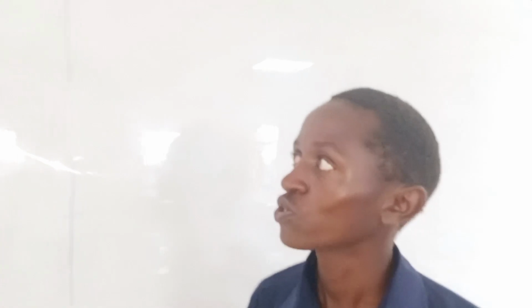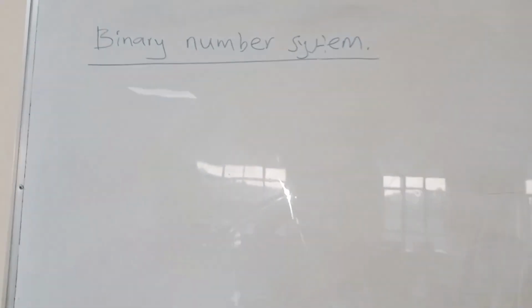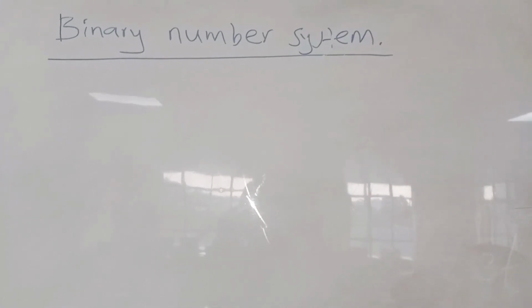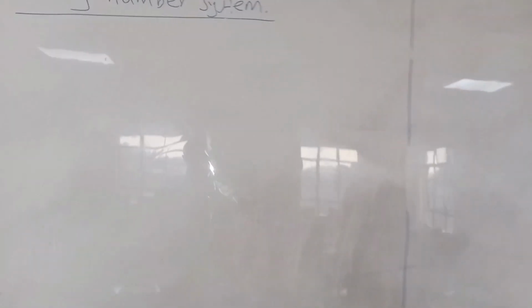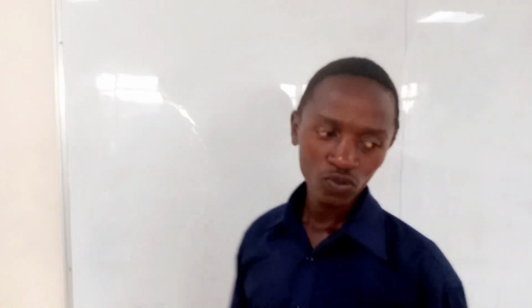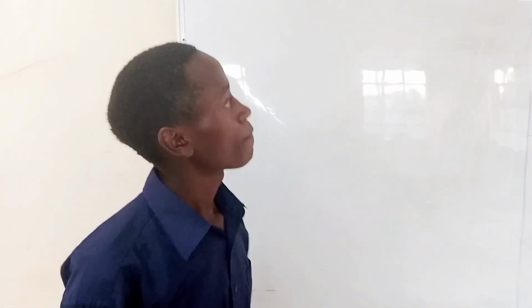Today we are going to deal with the binary number system. As you know, binary means two, so it means those numbers with the base 2, with the 0 and 1, which are called bits. Then you'll be given certain numbers and you have to convert them into their binary number system.